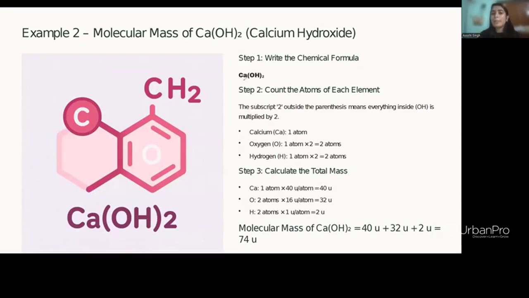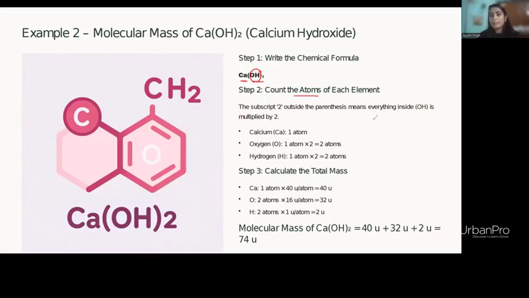So here, for example, we have taken calcium hydroxide. Now for calcium hydroxide, if I ask you a question, what is the valency of hydroxide? Can you tell me that? Try answering that question. Also, count the atoms of each element, the next step. So you will count how many atoms are there.